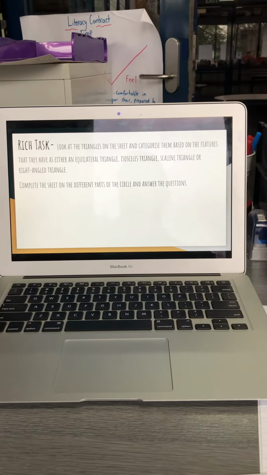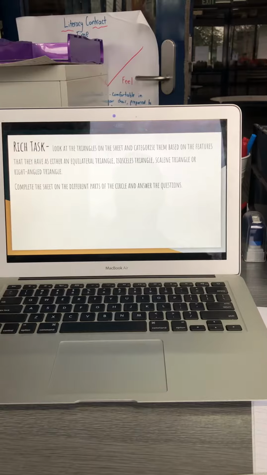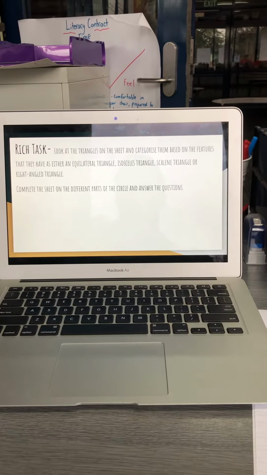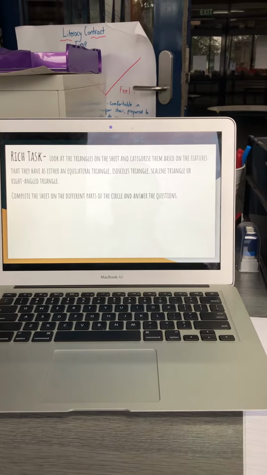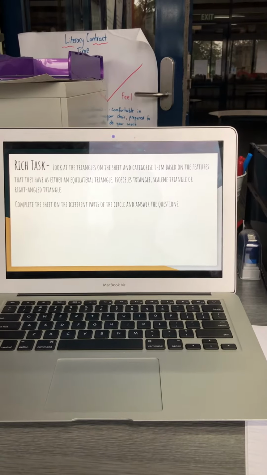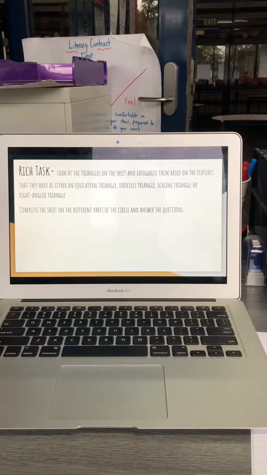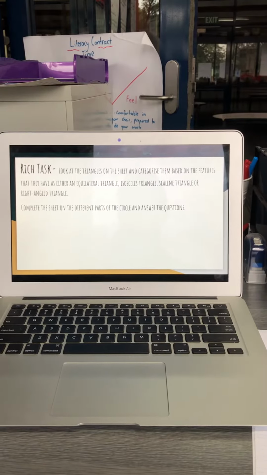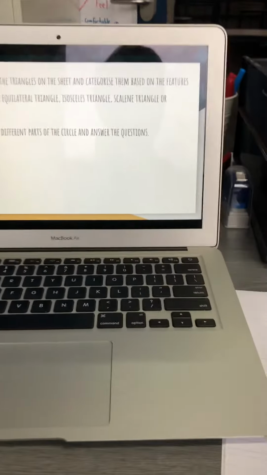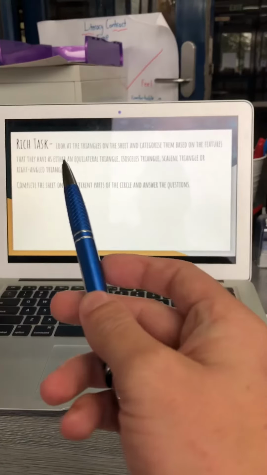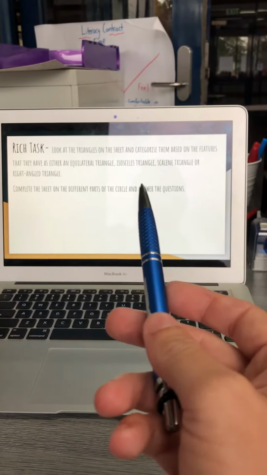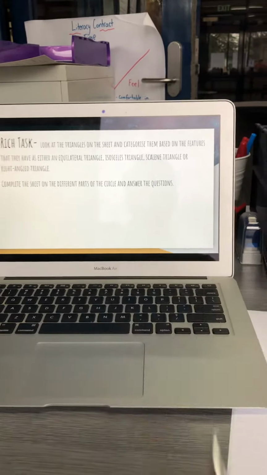Look at the triangles on the sheet and categorise them based on the features that they have as either an equilateral triangle, an isosceles triangle, a scalene triangle, or a right angled triangle. After you've done that, complete the sheet on the different parts of the circle and answer the questions. Now we're going to go through what those 4 different types of triangles are: equilateral, isosceles, scalene, or right angled, now.